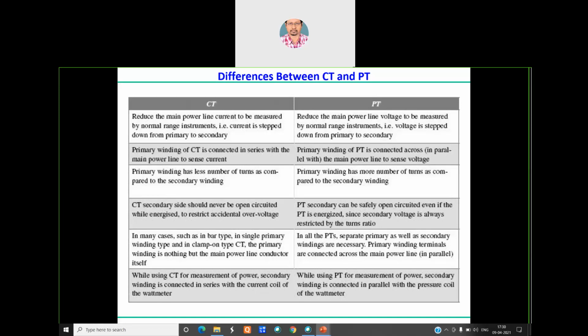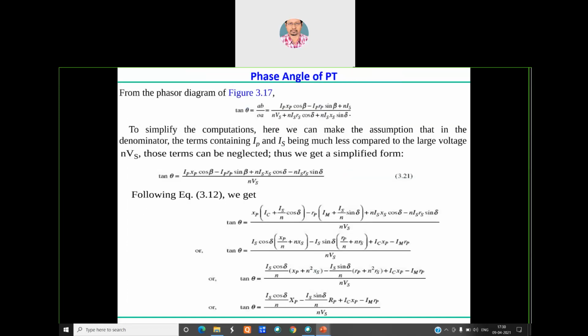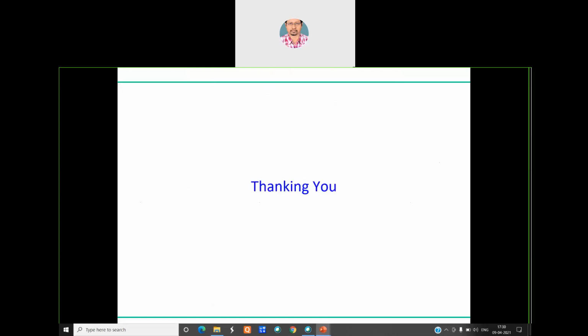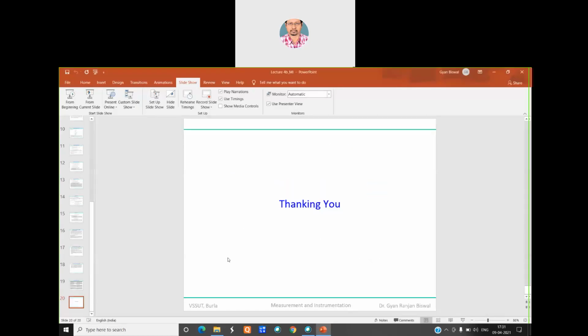So, if you have any doubt, you can discuss with me. Otherwise, I will wind up this discussion here itself, and I would advise you to go through certain problems given in the book. These are all formula based problems as far as the phase angle error and ratio errors are concerned. Some formula based expressions you can get.